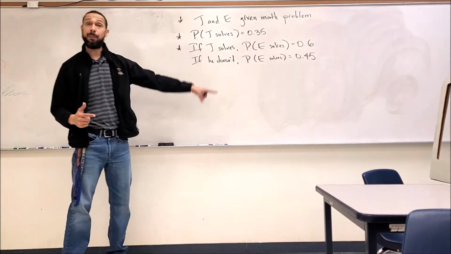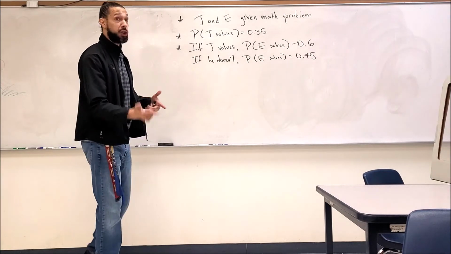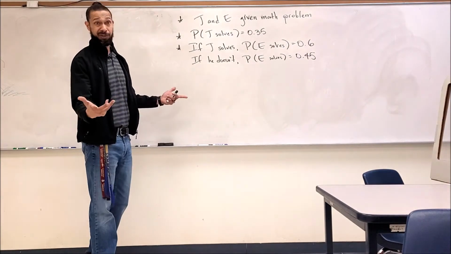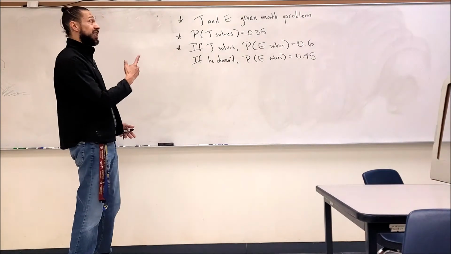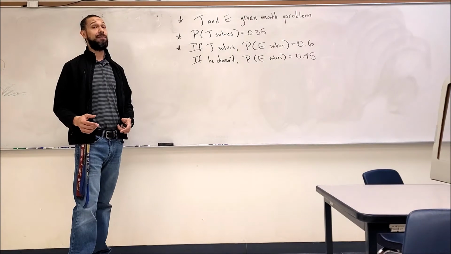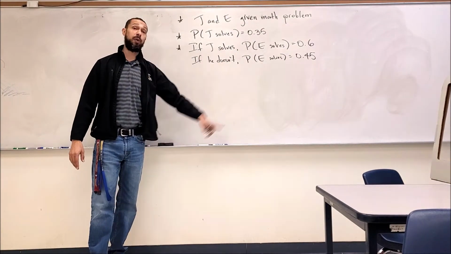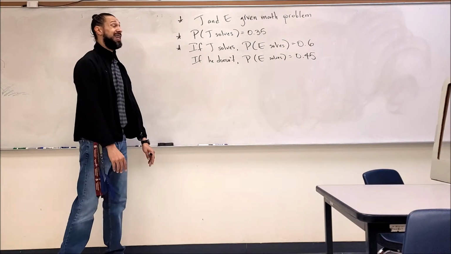And this is that example I was talking to you about for conditional probabilities or tree diagrams. We're gonna use a tree diagram to solve this one. So let's read on. J and E are both given a math problem. The probability that J solves it is 0.35. Now if J solves it, the probability that E solves it is 0.6. And if he doesn't solve it, the probability that the other person solves it is 0.45.